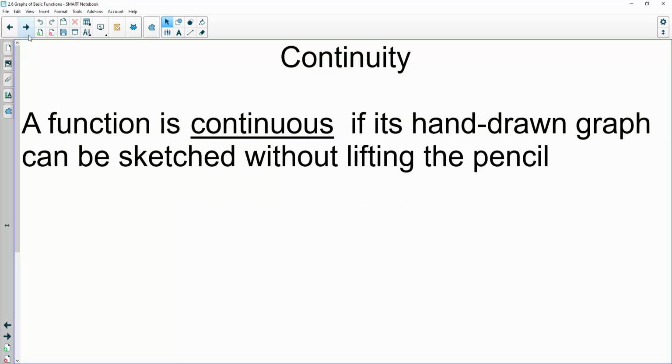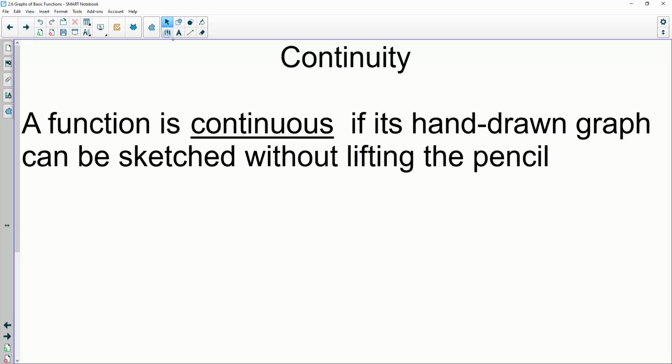First thing I want to mention is a definition. Continuity or continuous. If a function is continuous, that means that its graph can be drawn without picking up your pencil. It's not the most formal definition, but it gets the idea across. If I can draw the whole graph without picking up my pencil, that would be a continuous function.